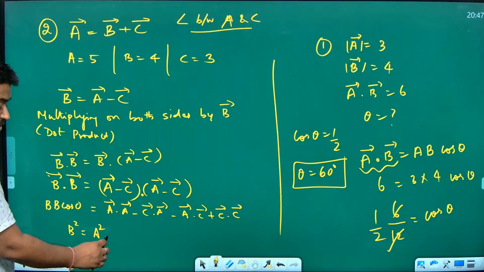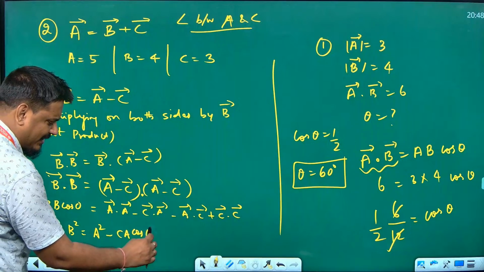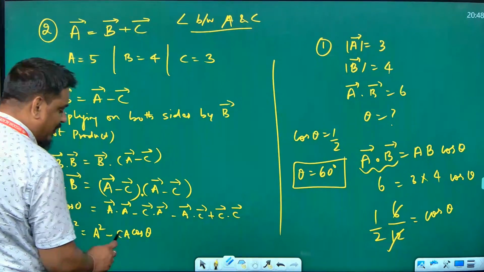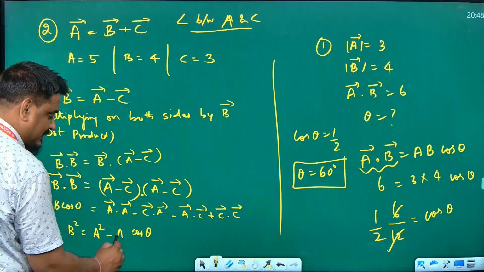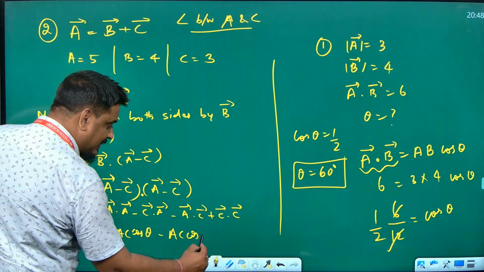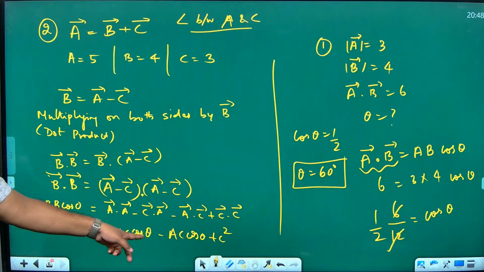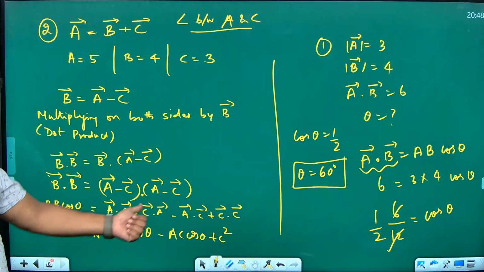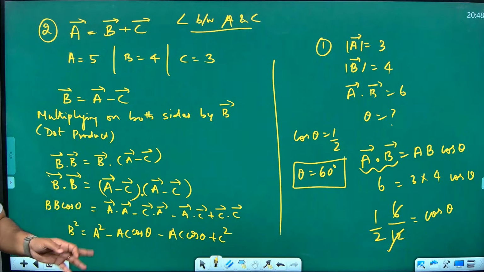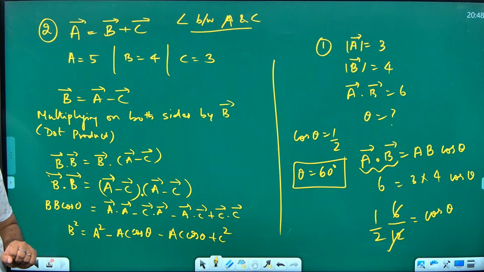C dot A will become how much? CA cos theta, no? Or I can write even AC cos theta, there is nothing wrong in that, both same in this case. And once again minus AC cos theta, and this will become C square. If you are asking me why I took theta here and why I took 0 here, because A dot A are in same direction, angle between them is 0 degree, but A and C are not in same direction, that is why we are finding the angle between them also. So we are assuming it to be theta now.